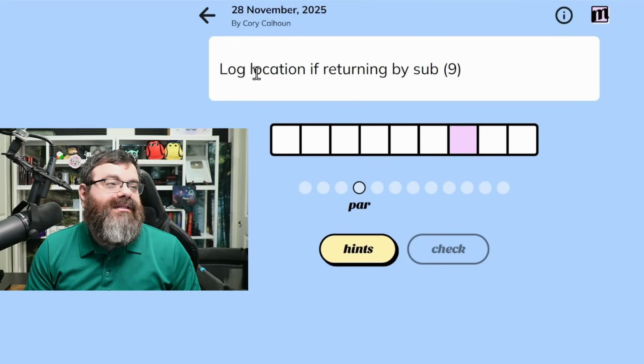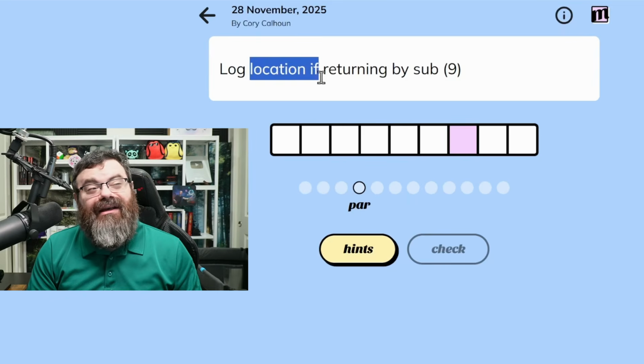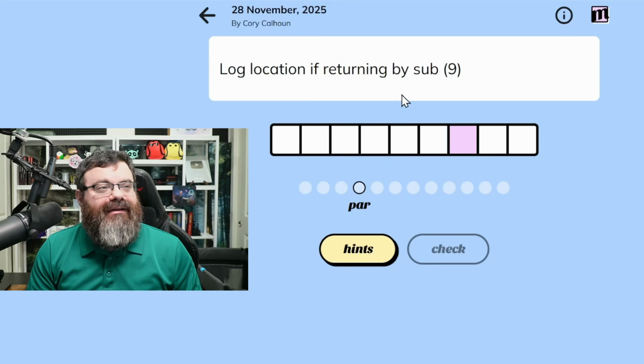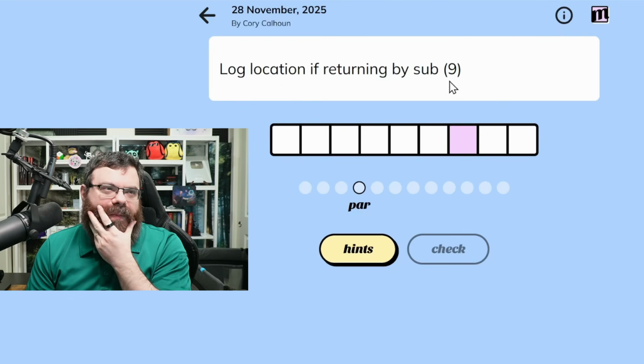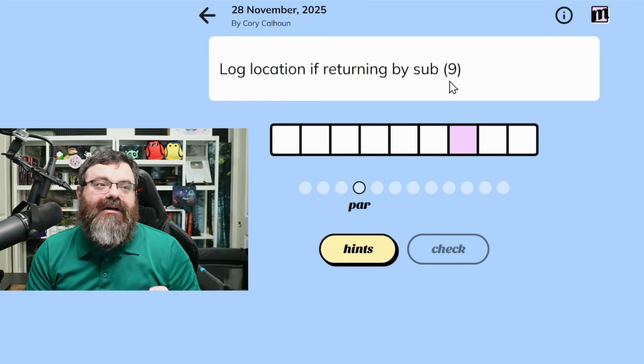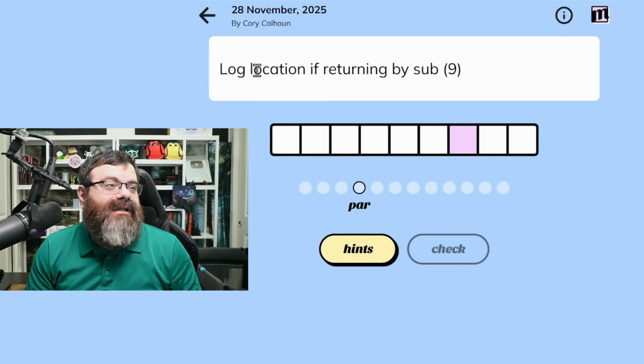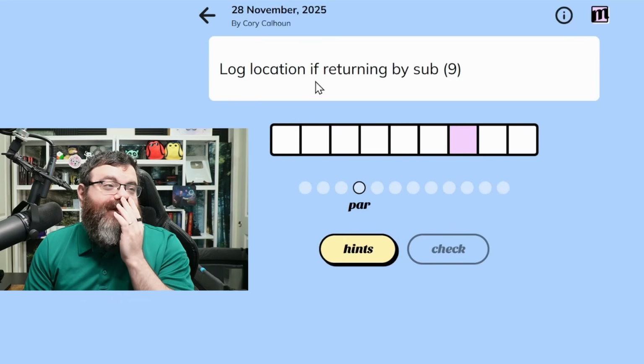So would log, let's see, location if: 1, 2, 3, 4, 5, 6, 7, 8, 9, 10. Location if is 10 letters. Returning is 9 letters. I wonder if by sub somehow, or just sub, could be our definition. Sub could mean like under, or part of, something along those lines. Log also has tons of definitions. Location if returning by sub.